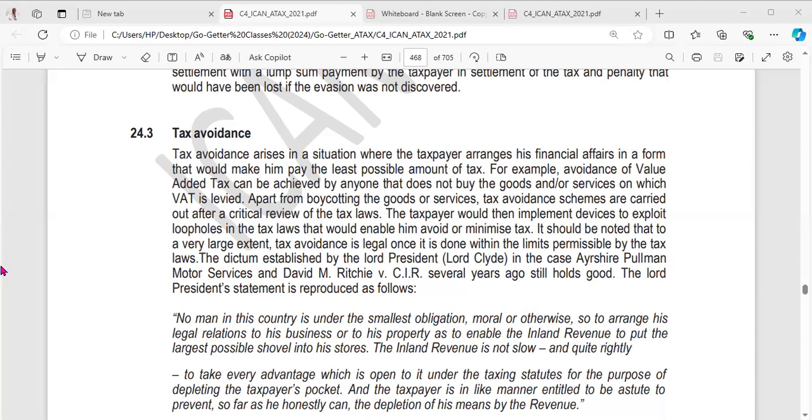Apart from boycotting the goods and services, tax avoidance schemes are carried out after a critical review of the tax law. So what happens is this: normally when a tax law is being done, let me give an example. Before the 2019 Finance Act, in commencement of business, we usually have right of election, right? Fine. And in this right of election, the taxpayer opts for the one that gives him the lowest tax. Now, because of the deficiencies of this old administration, 1 year income might be taxed 3 times. The income you made in the first year might undergo tax 3 times.